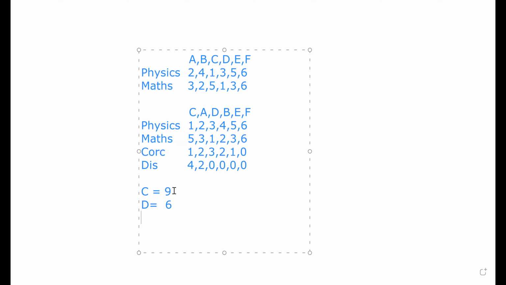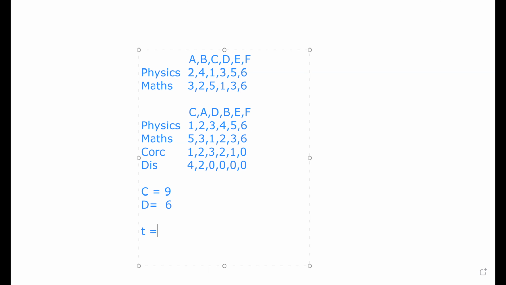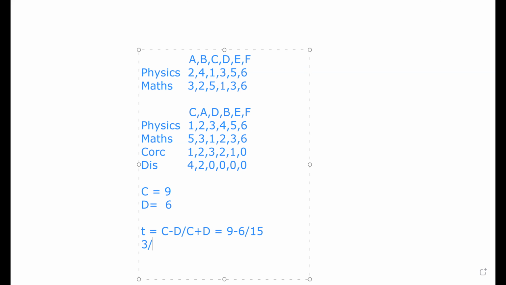Okay. So now what is the formula for tau? C minus D divided by C plus D. So that is equal to 9 minus 6 divided by 9 plus 6, which is 15. So that means 3 by 15, that means 1 by 5, which is 0.2. So it is positive, but a very weak correlation.